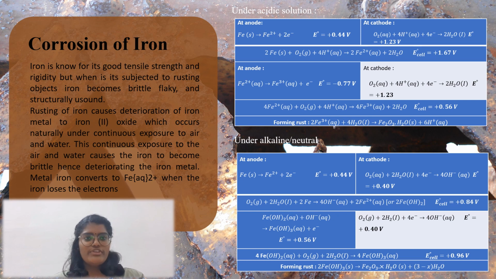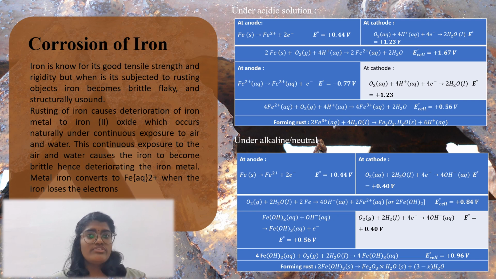Hello everyone, today I am going to present about the corrosion of iron. Corrosion is a natural process where a pure metal substance transforms to an undesirable substance when it is continuously exposed to air and water. As we can see here, iron has very good tensile strength and rigidity. But when it comes to corrosion, the iron becomes brittle, flaky and structurally unsound. This causes the iron metal to become iron oxide when it is continuously exposed to air and water. This is known as deterioration.